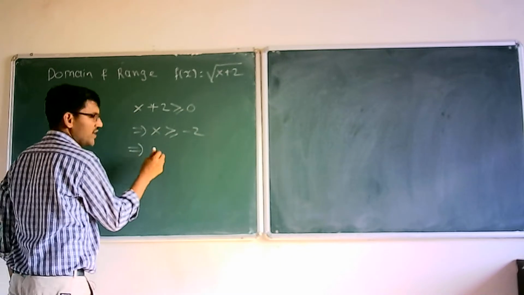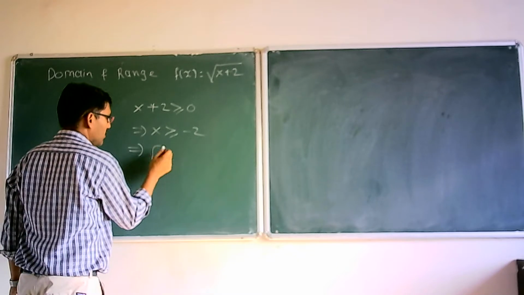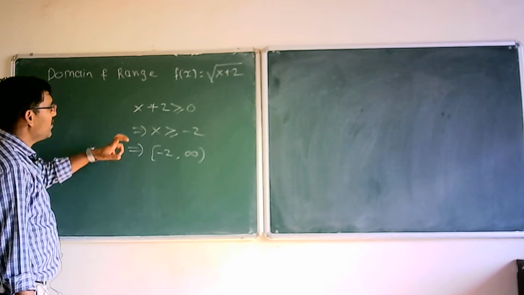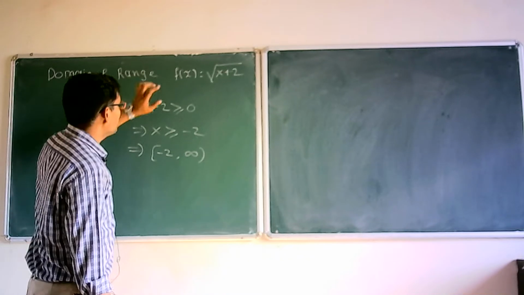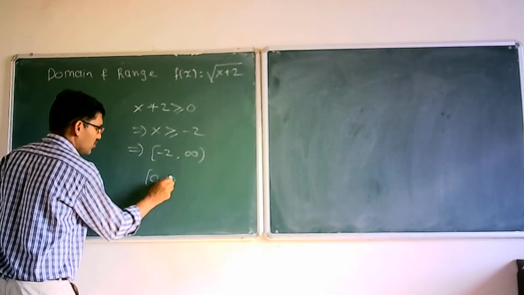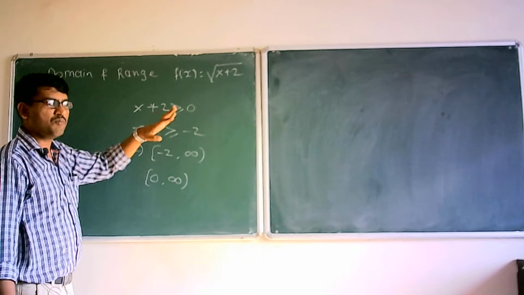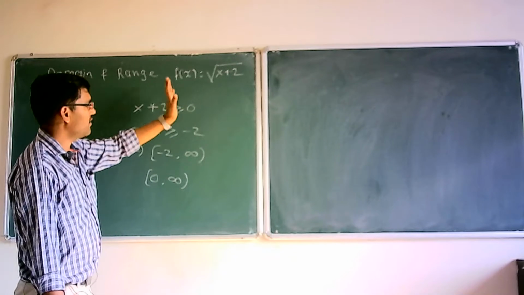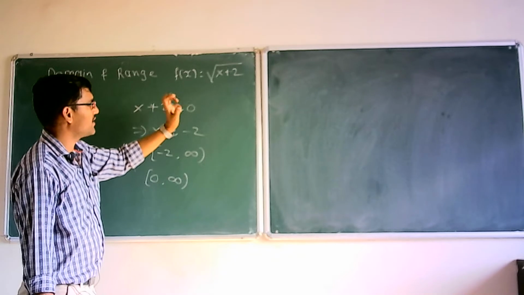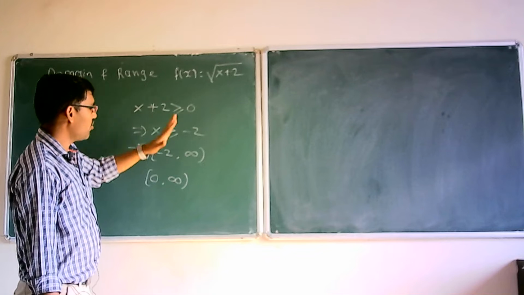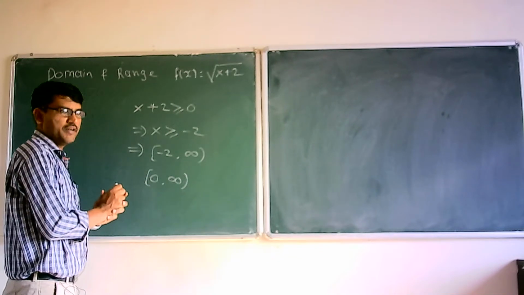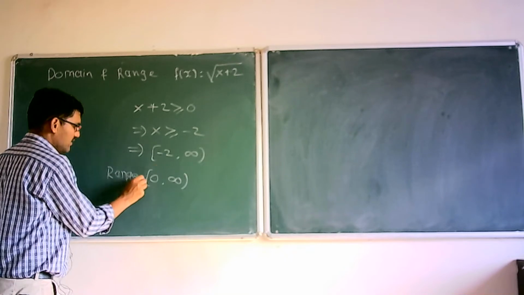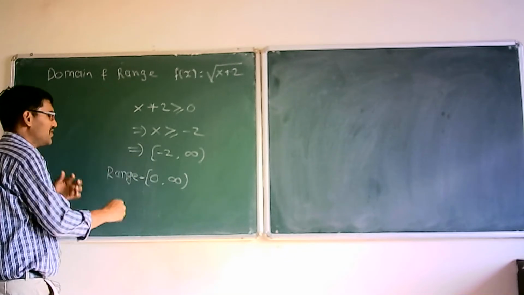So what is the domain? Minus 2 to infinity. And all of you know the range of this function is from 0 to infinity. If x is equal to minus 2, it maps to 0, and if you take numbers greater than minus 2, they all map from 0 to infinity. If you draw this diagram, you will understand that the range of this function is 0 to infinity, and the domain is minus 2 to infinity.